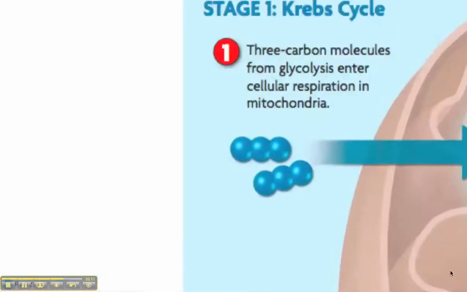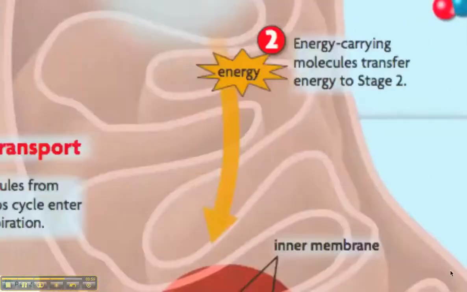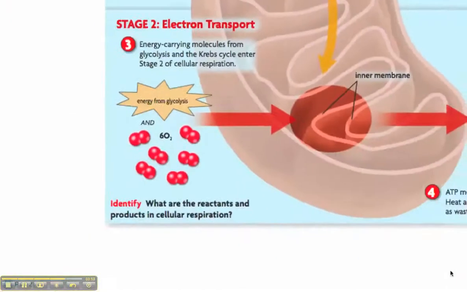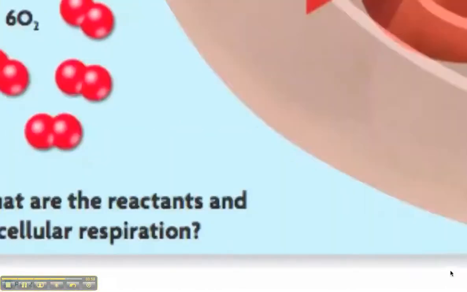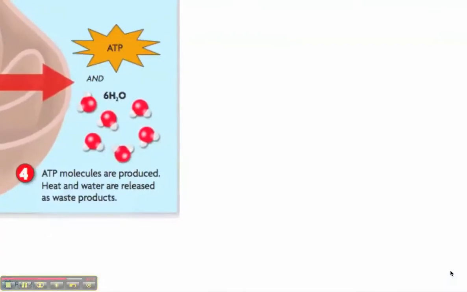And we also know, if we look back, we're putting in carbon. So we're putting in carbon, and we're getting out CO2, and we're putting in oxygen, and then we are going to go through the inner membrane, and out on the other side, we're going to get some ATP and water. All right, so ATP molecules are produced, heat and water is released as waste products, and that is basically, in a nutshell, cellular respiration. You're welcome.